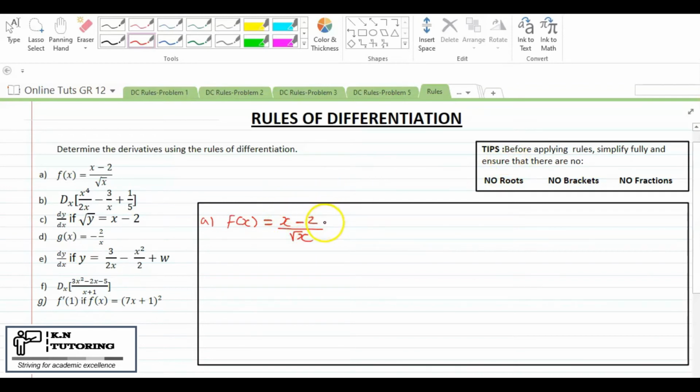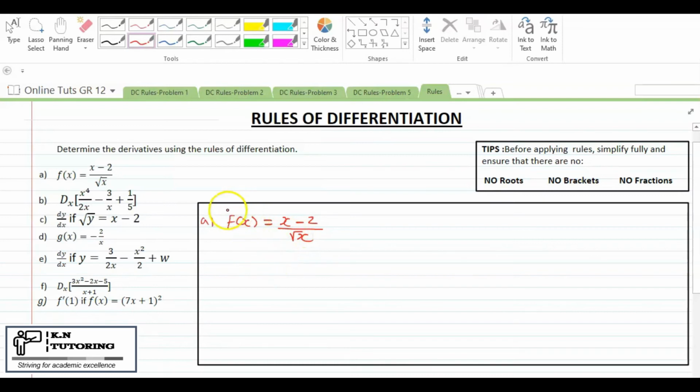It's not one of those easy ones that I did when I was showing you the rules, when I was doing examples. It says, before applying rules, simplify fully and ensure that there are no roots, no brackets, and no fractions. So before we can start applying the rules, we must make sure that we get rid of all of those things. We can see here that we've got a root and fractions, so we must simplify first by getting rid of those limiting factors before we can start applying the rules.